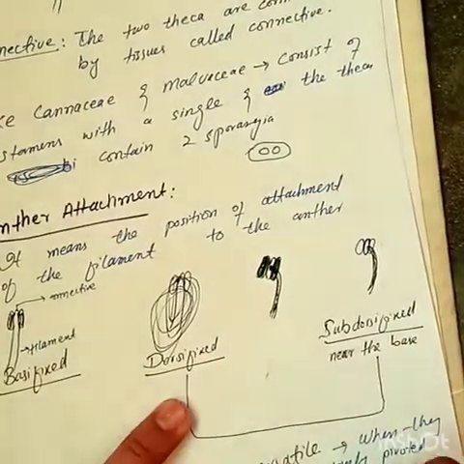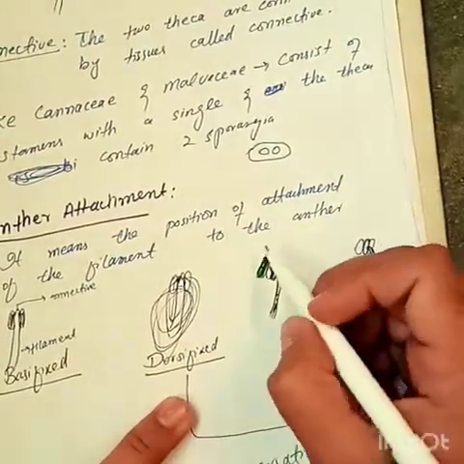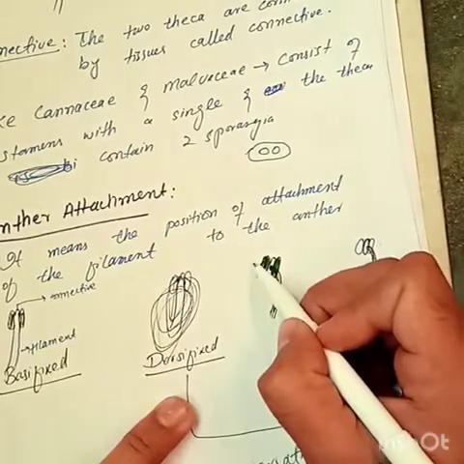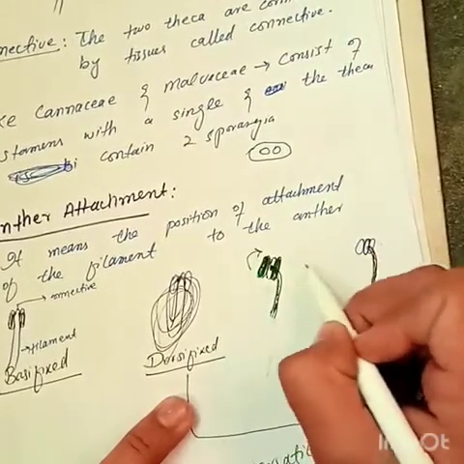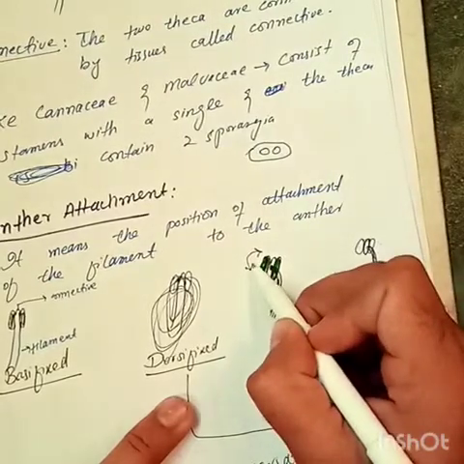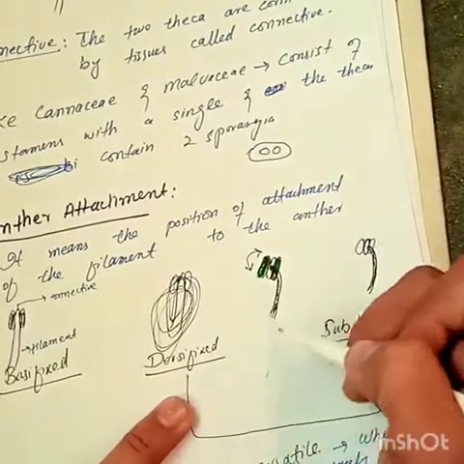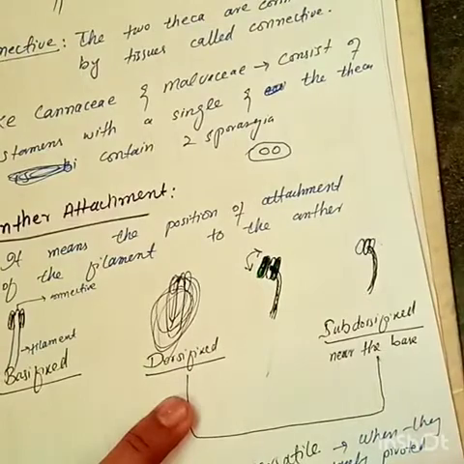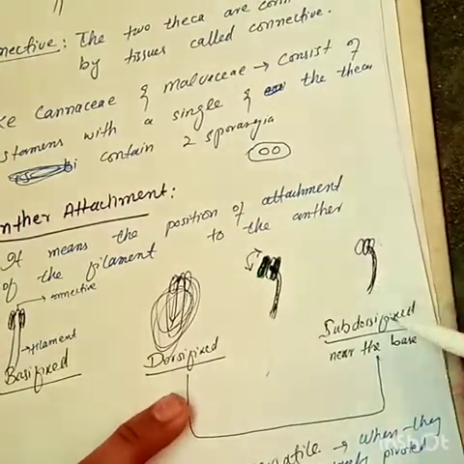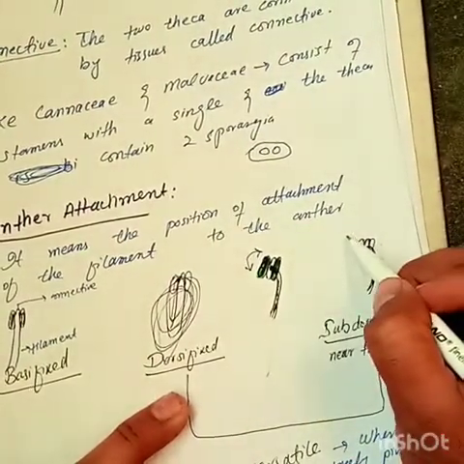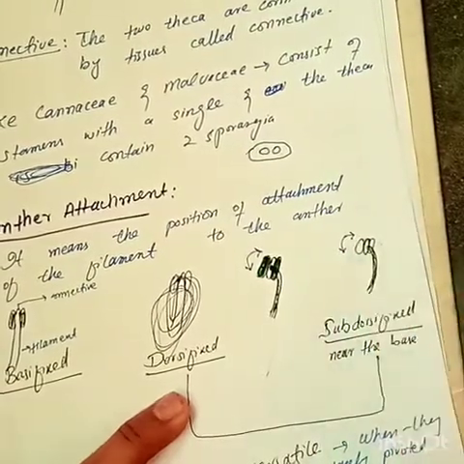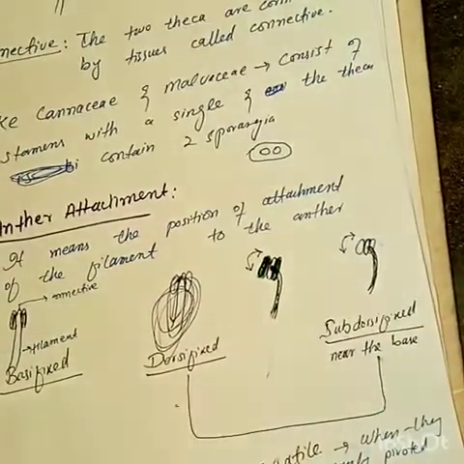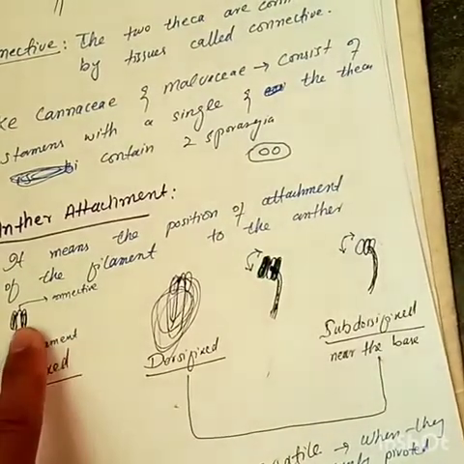Similar is the case of versatile anther attachment. If in dorsi-fixed anther attachment, the anthers move in this direction, while also in this direction, this will be known as versatile anther attachment. Similarly, if a subdorsi-fixed anther moves in this direction, this is also known as versatile.